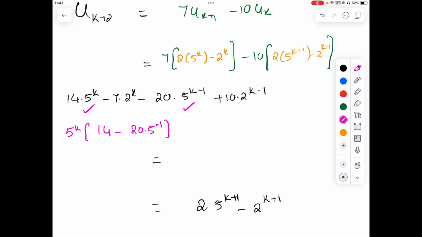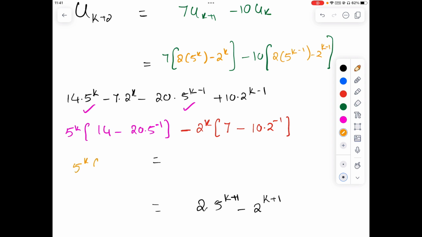Then I take 2 power k common, or negative 2 power k common, better. Negative 2 power k common. So it becomes 7 minus 10 times 2 power negative 1. So when I simplify that, what should I be able to get out?